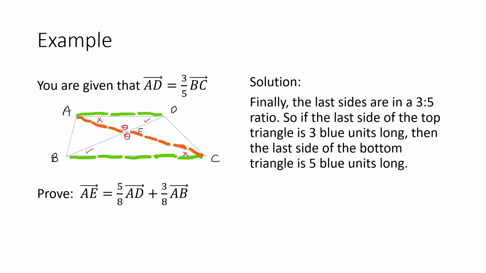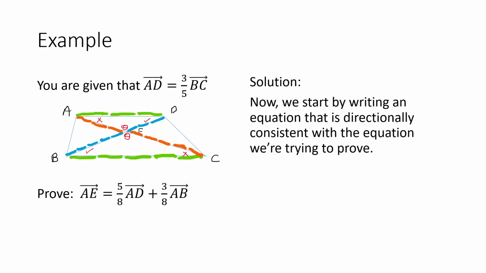Now, similarly, this side length must be in a 3:5 ratio with that side length. Well, we've used green and orange. Why don't we use blue? The top one will be 3 blue units long. The bottom one will be 5 blue units long.